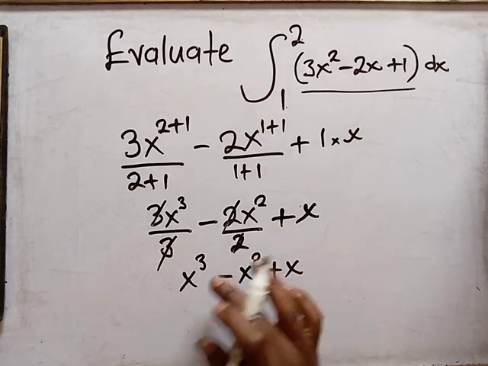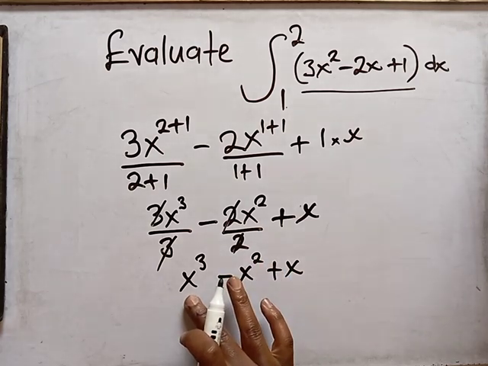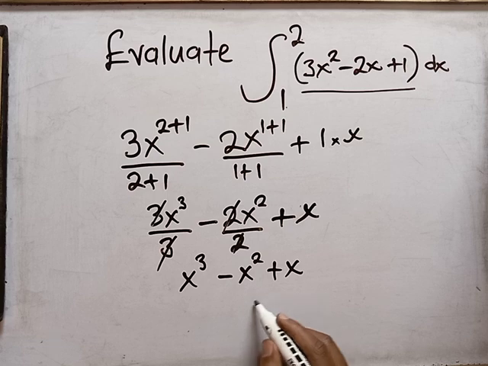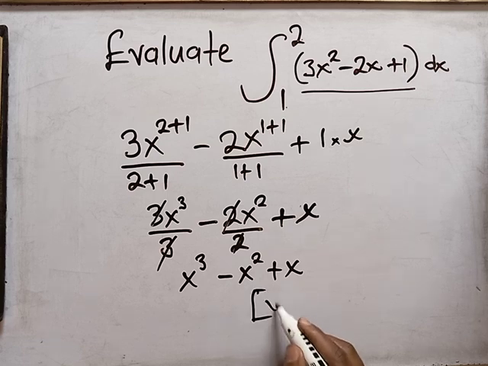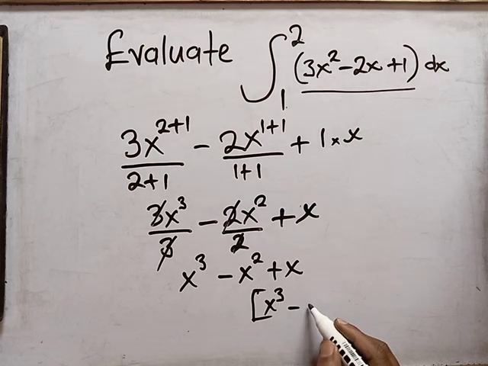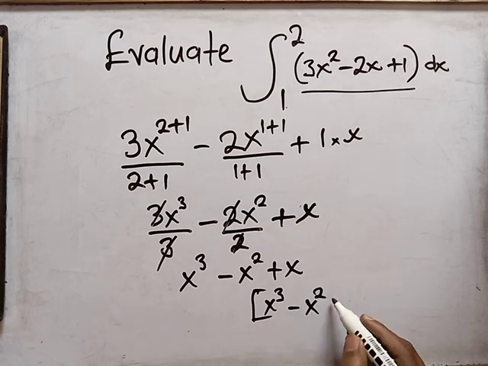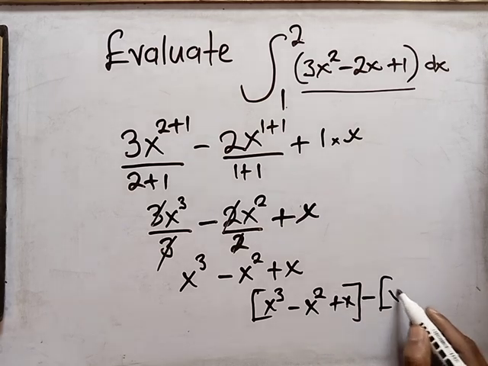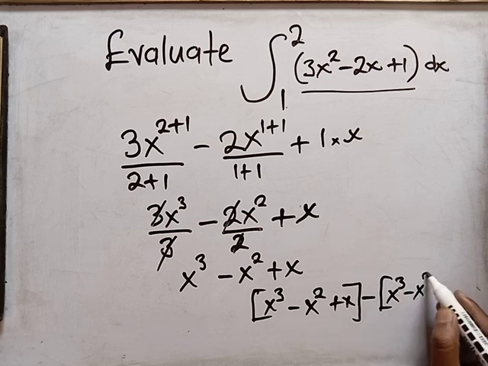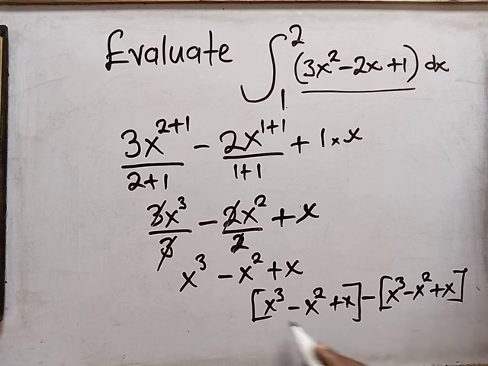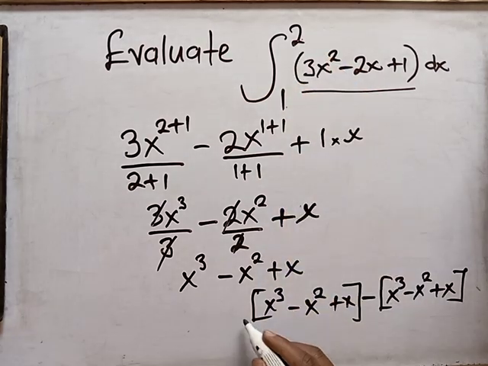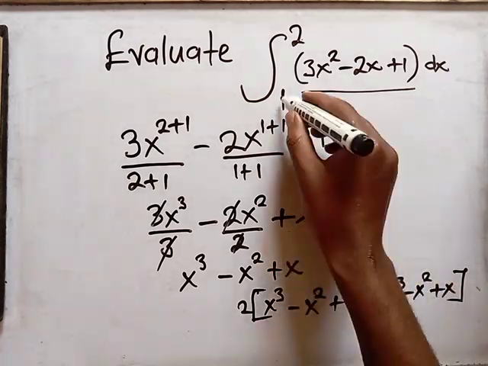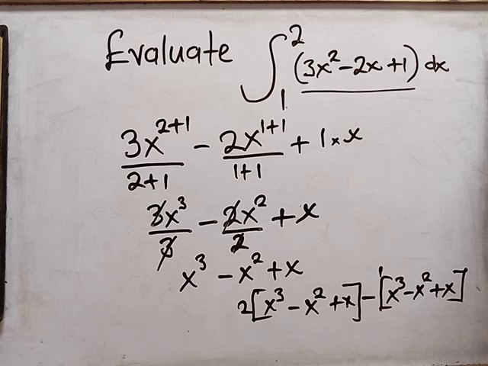But in the x, in the first one, we put the value of 2 in the x value, and in the second one, we put the 1 at the bottom. So it will look like this: x cubed minus x squared plus x, minus x cubed minus x squared plus x. So in this one, we put the value at the top, which is 2, and then this one, we put the value at the bottom, which is 1. Let's see how it will work out.